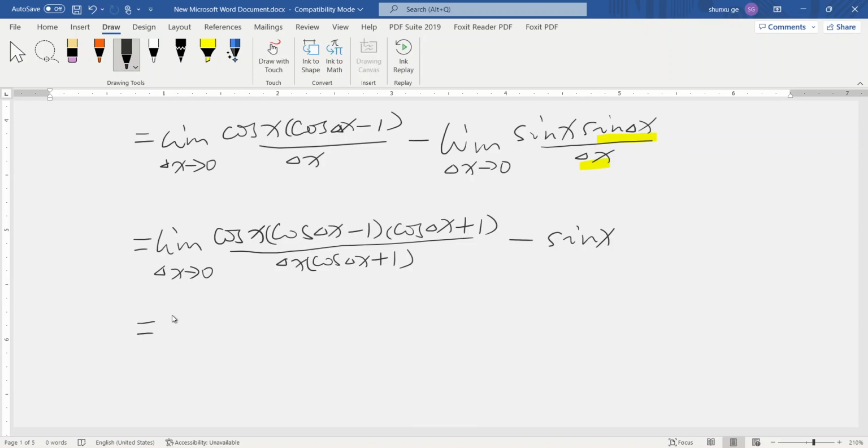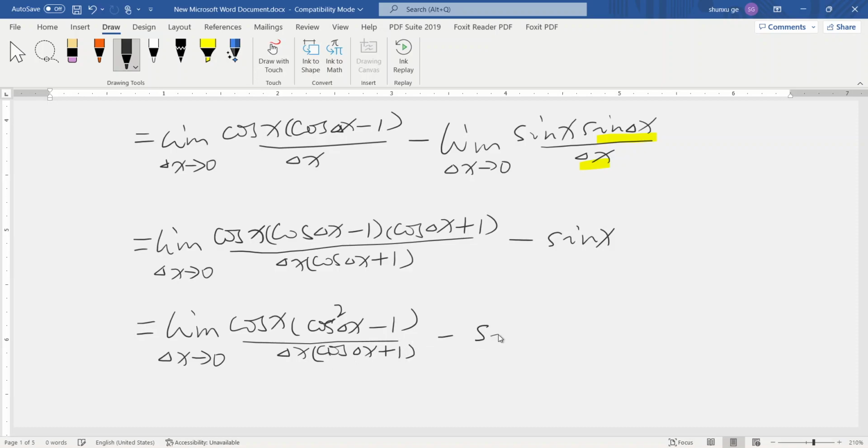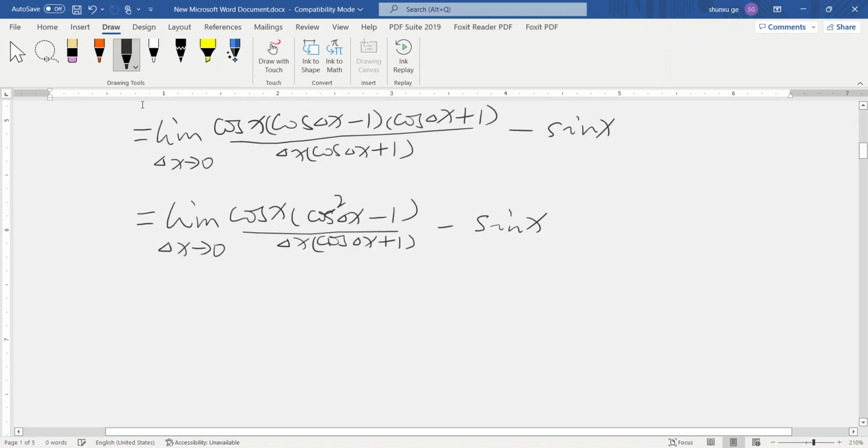This part is the limit as delta x approaches 0 of cosine x times (cosine delta x squared minus 1) over delta x times (cosine delta x plus 1), minus sine x.